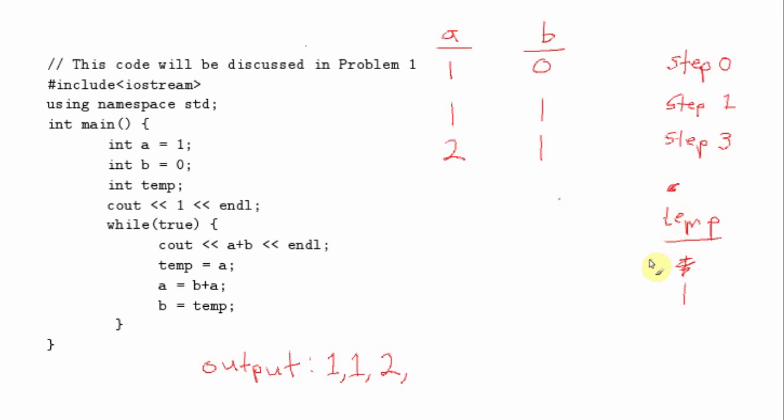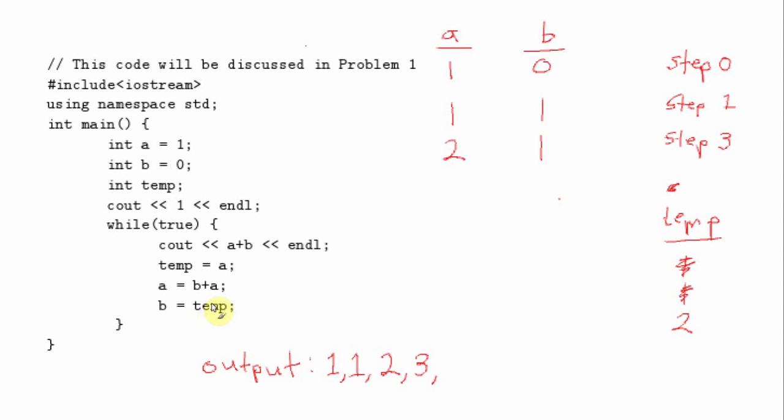Alright, doing pretty well so far. I believe that I'm looping back here now. So we cout a plus b, which is 3. Getting pretty close to being done. And now temp is set to a, which is 2. So now this is 2. And b gets set to temp.